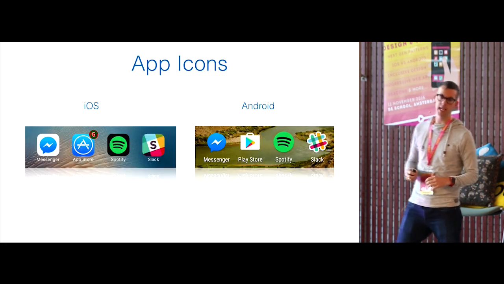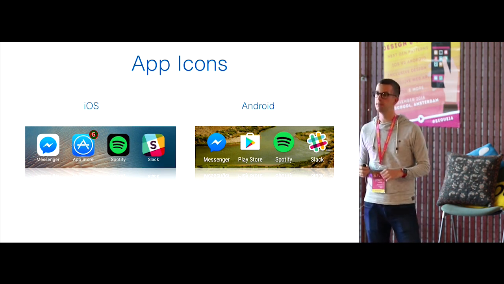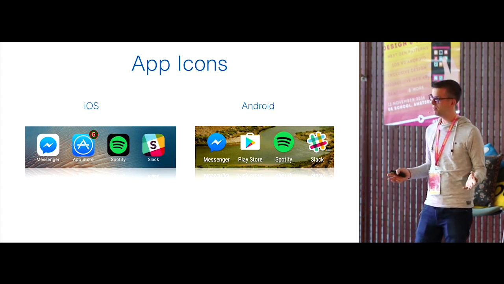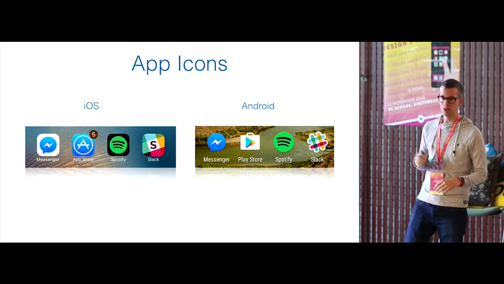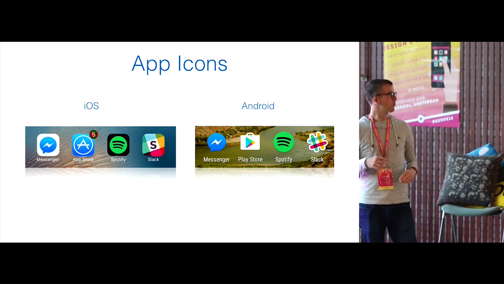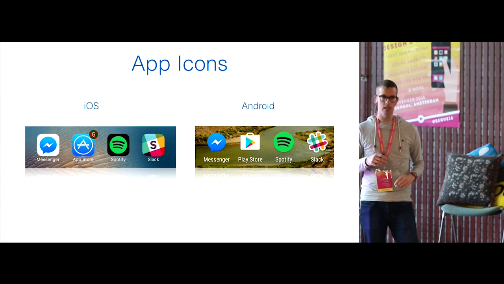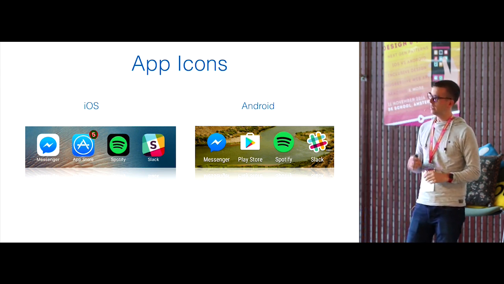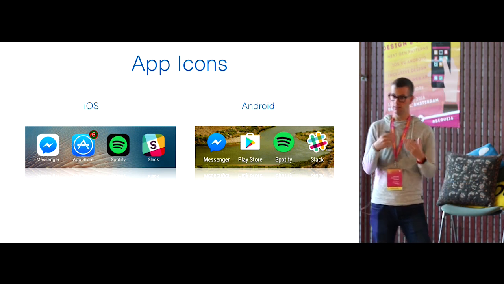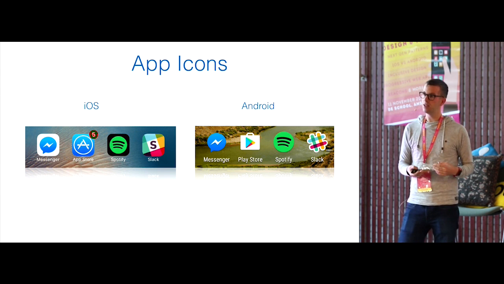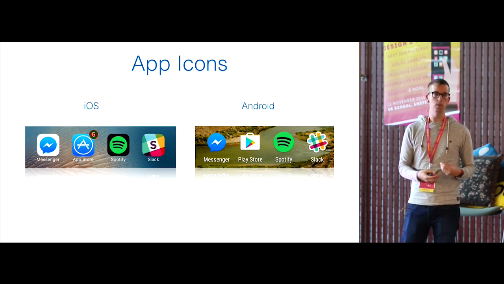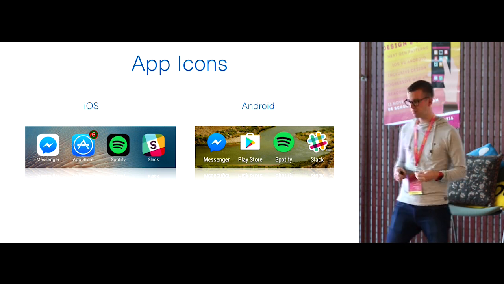Let's start at the beginning. How users launch your app. Both platforms have specific app icon design guidelines. So it's really good to read those. And as you can see here, Slack did a really good job. For Android, they just used their real icon. And for iOS, they went with a different design, which really fits well with the iOS guidelines.